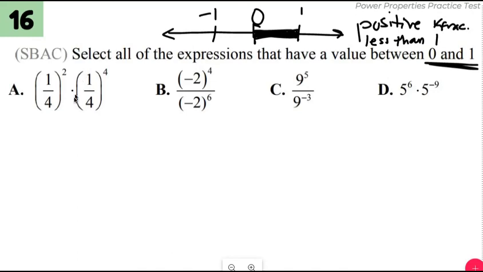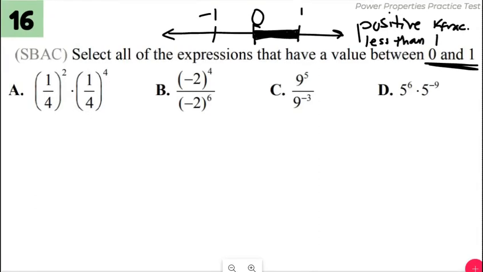So what we'll do is we're going to go through each one and we're going to simplify it till we get a number. And then we'll decide, is that between 0 and 1? Okay, so let's look at A. And we're going to simplify this down until we get a number, and then we'll decide if it's between 0 and 1.